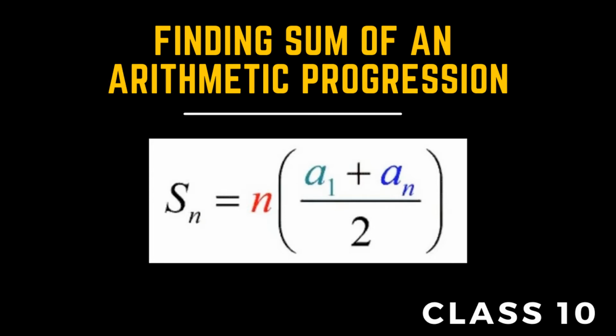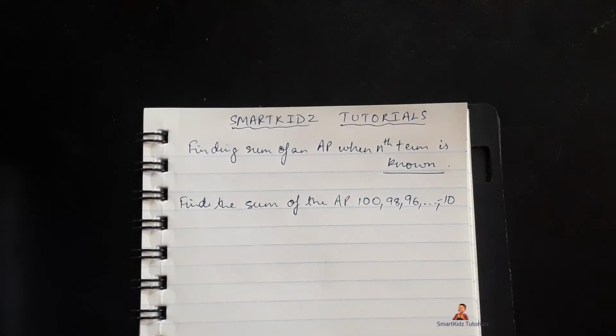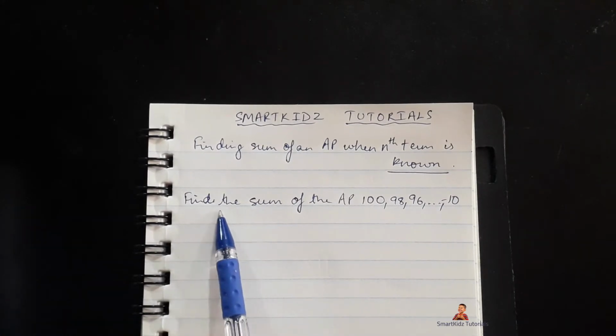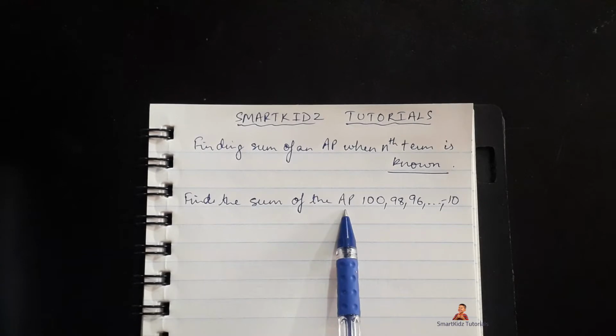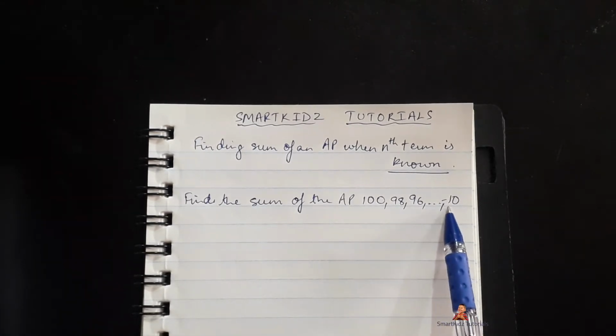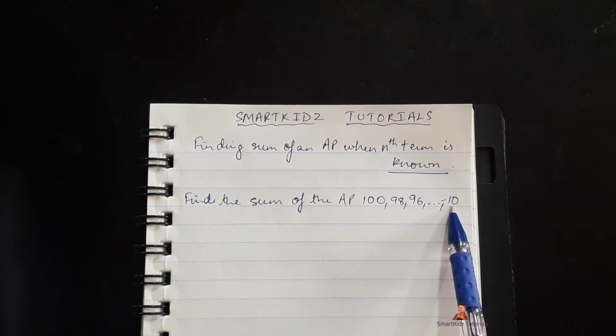In this video we will be learning how to find the sum of an arithmetic progression when the nth term is known. That means the last term will be given in this case. As we see in this problem, we are asked to find the sum of an arithmetic progression 100, 98, 96, all the way up to minus 10. So minus 10 becomes the last term and this is the nth term. So this is known in this case.